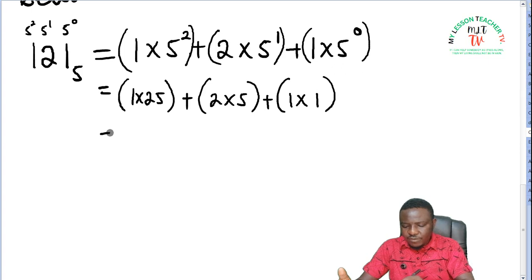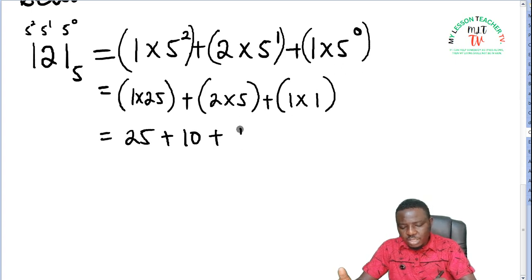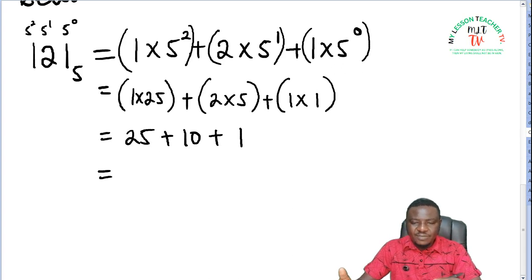So then you simplify further. 1 times 25 gives us 25 plus 2 times 5 is 10 plus 1 times 1 is 1. So when you add up all these numbers together, 25 plus 10 is 35.